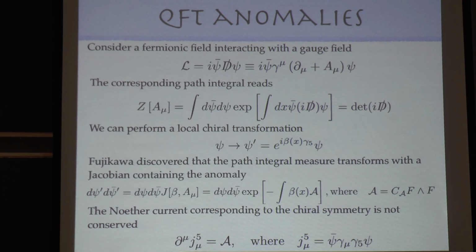And then Fujikawa realized that even though the Lagrangian is invariant under that symmetry, the quantum partition function is not, because the measure explicitly breaks that symmetry. Technically, if we do the transformation, then there is some Jacobian that precisely leads to the anomaly, which in the case of the gauge field being the electromagnetic field is some coefficient C_A times F wedge F. So as a result, at the quantum level, the Noether current corresponding to that symmetry is not conserved.